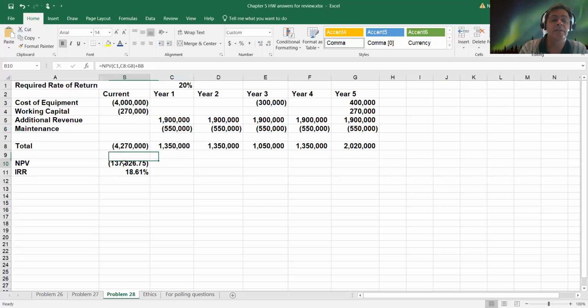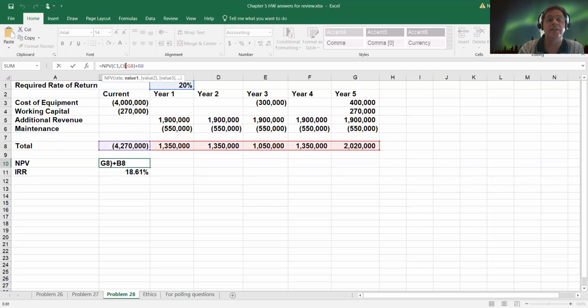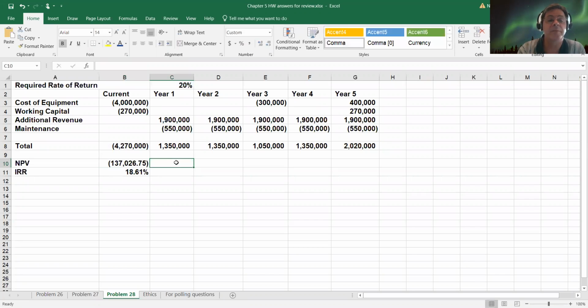All right, we run that net present value at 20%. And notice in this formula, I reference the cell where the 20% is instead of typing in 20%, which makes it even easier to make a change if you want to. So if those are the highlights, we get this negative NPV, right? Negative 137,027 bucks. Negative 137,000.